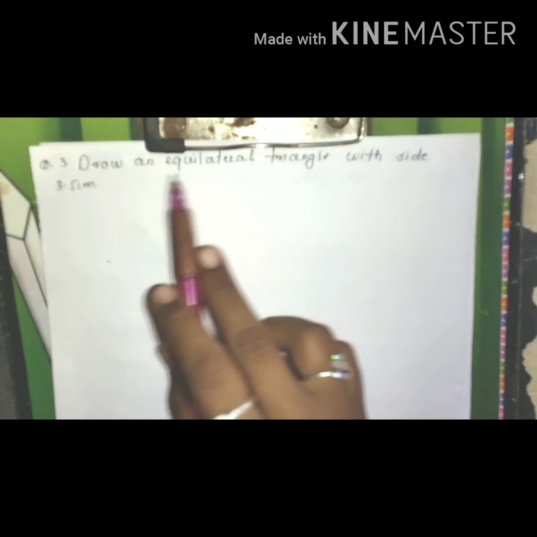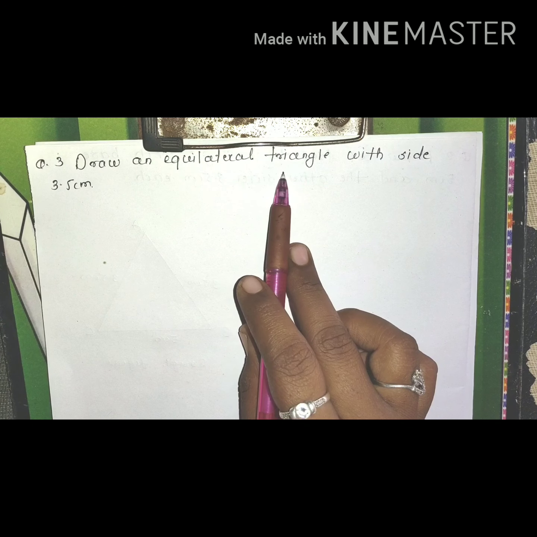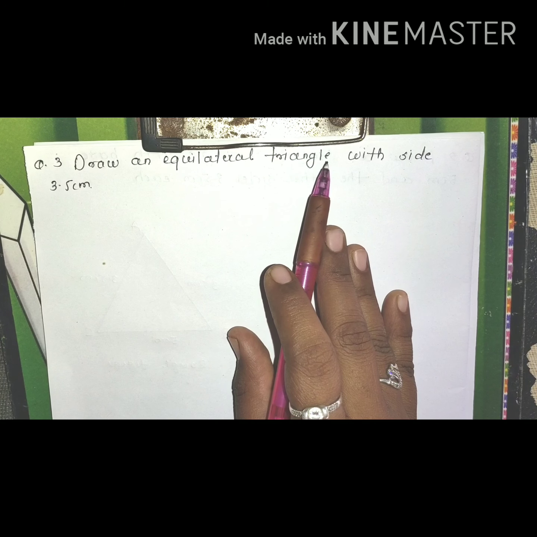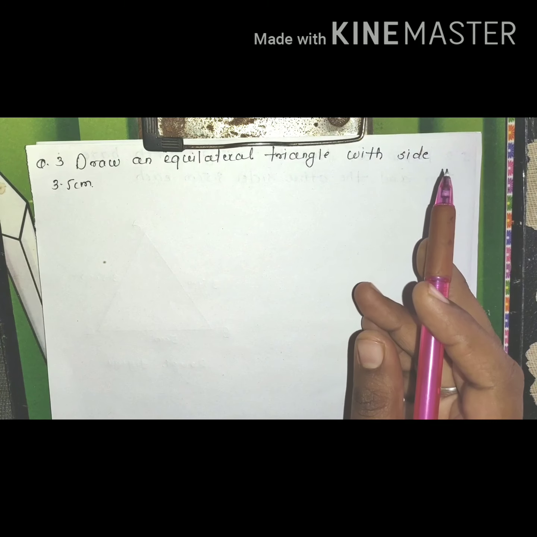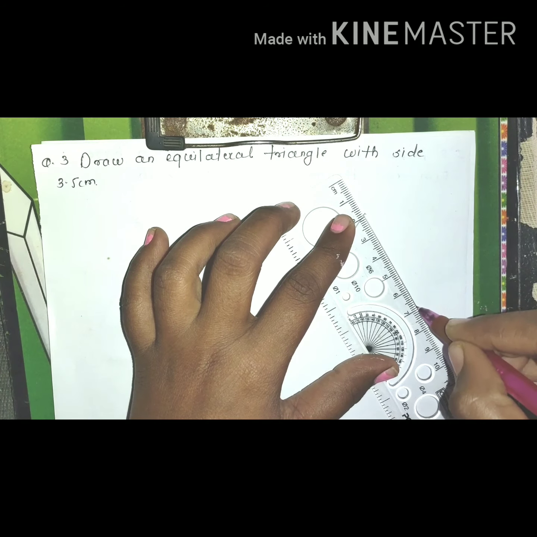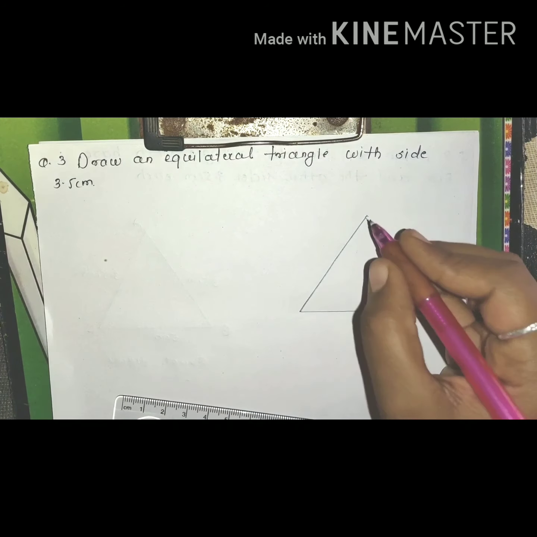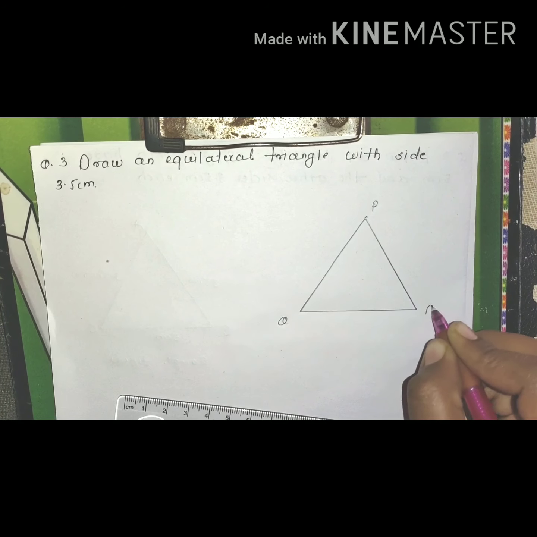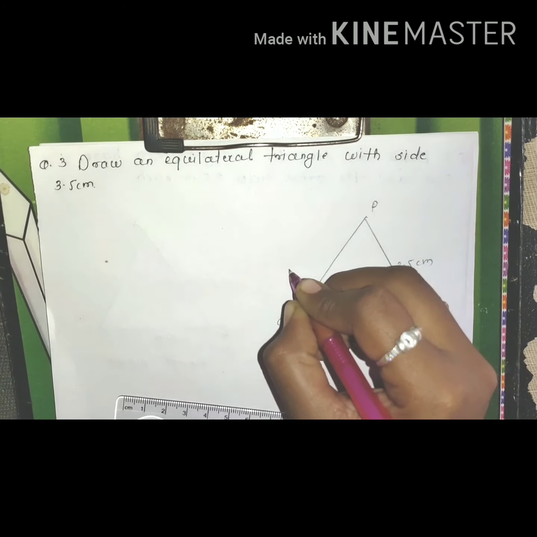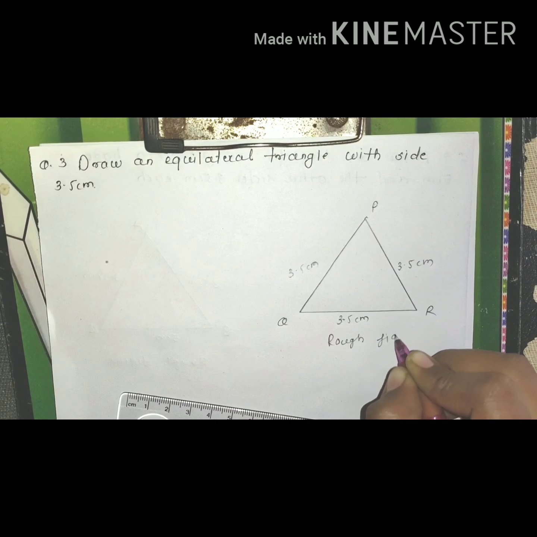Question number 3. Draw an equilateral triangle with a side 3.5 centimeter. As we studied earlier, what is meant by equilateral triangle? A triangle in which all sides are of equal length is called an equilateral triangle. जिसमें all sides कैसे होंगे? Equal length के होंगे. मतलब यहाँ पे ऑल साइड्स का लेंथ होगा 3.5 सेंटीमीटर. So let us name it as PQR, where all sides are of length 3.5 centimeter. That is the first step, rough figure.